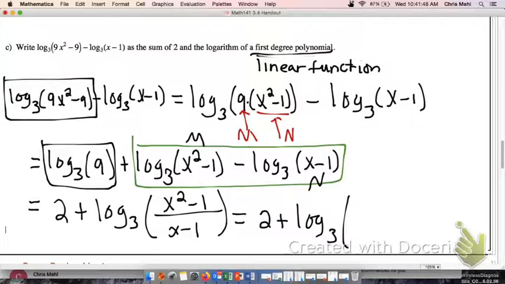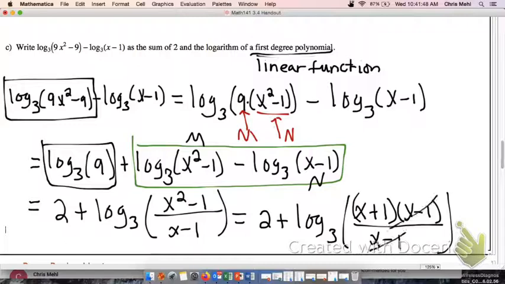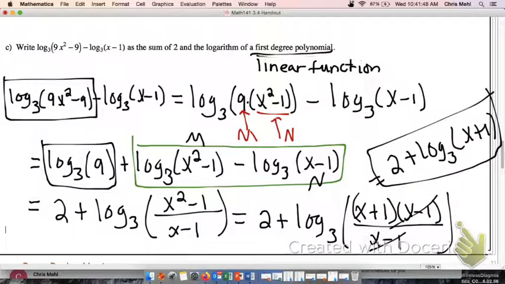Now the only way that this is going to become a logarithm of a first degree polynomial, you have to factor the numerator. X squared minus 1 is x plus 1 times x minus 1. The x minus 1s will cancel. The final answer would be 2 plus log base 3 of the first degree polynomial x plus 1. So there is my final answer. I wrote it as the sum of positive 2 and the logarithm of a first degree polynomial.